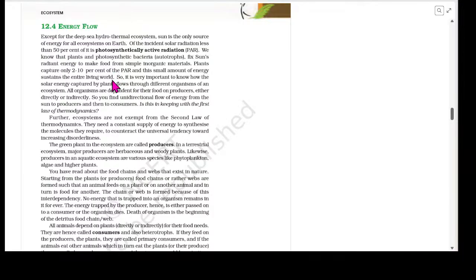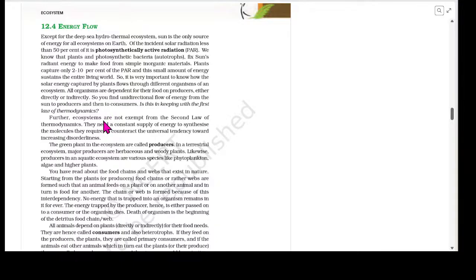So it is very important to know how the solar energy captured by the plants flows through different organisms of an ecosystem. All organisms depend for their food on producers, either directly or indirectly. So you find unidirectional flow of energy from the sun to producers and then to consumers. Is this in keeping with the first law of thermodynamics?